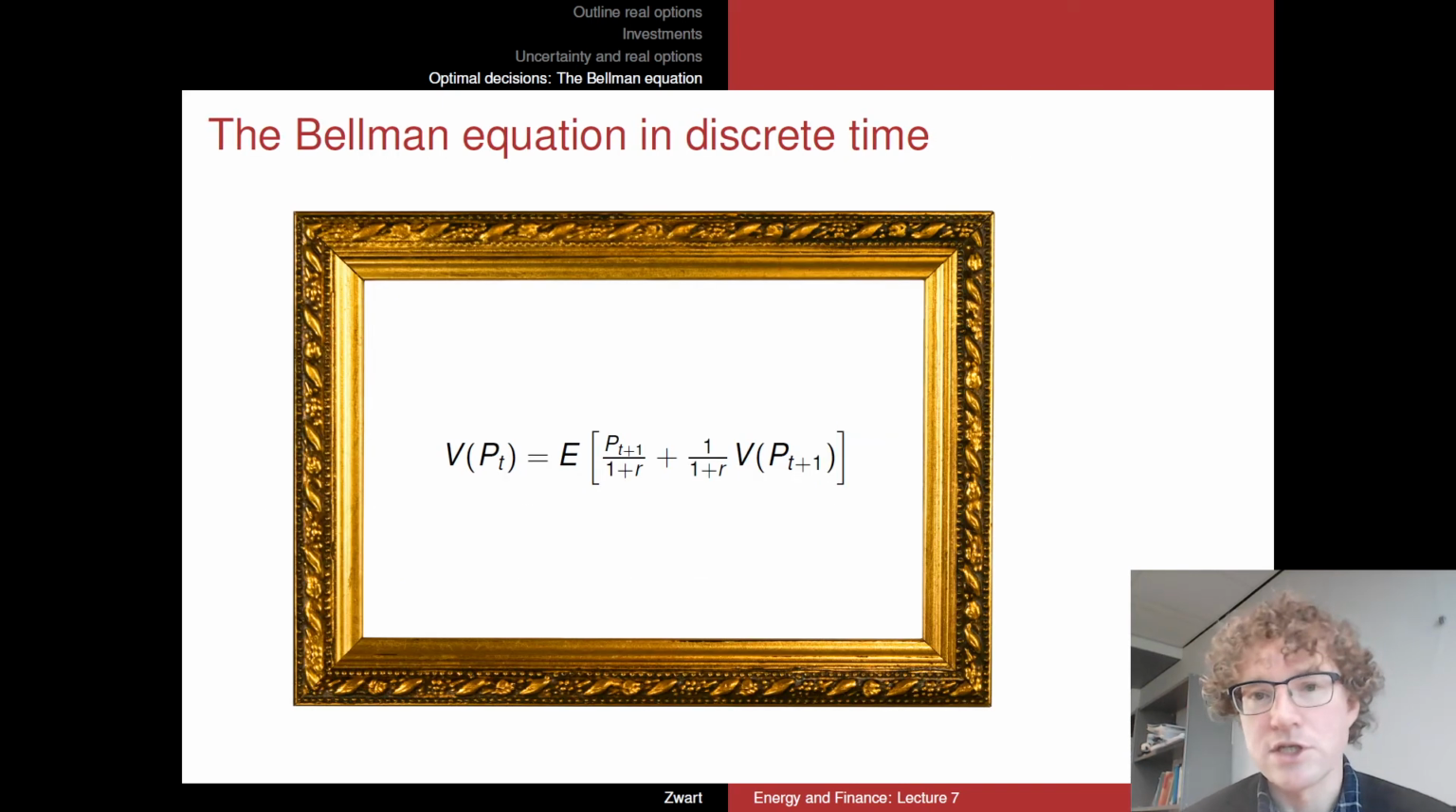So this is an important equation, so that's why I put it in this particularly nice picture frame. This is the Bellman equation once again, in discrete time, but under uncertainty. The value today depends on the price today, but the Bellman principle says it should be equal to the expectation of tomorrow's cash flow, discounted, plus the continuation value at tomorrow's price, again discounted by 1 plus R. So let's try to remember this. This is the Bellman equation, so it's important.